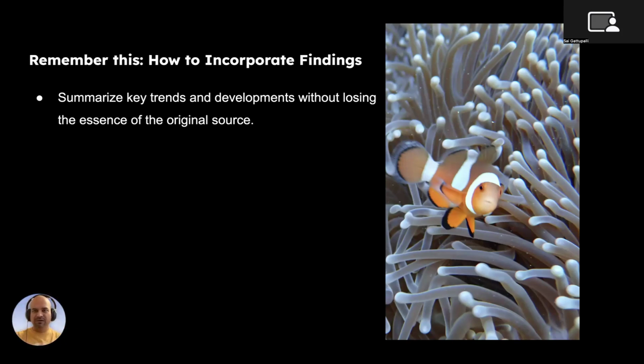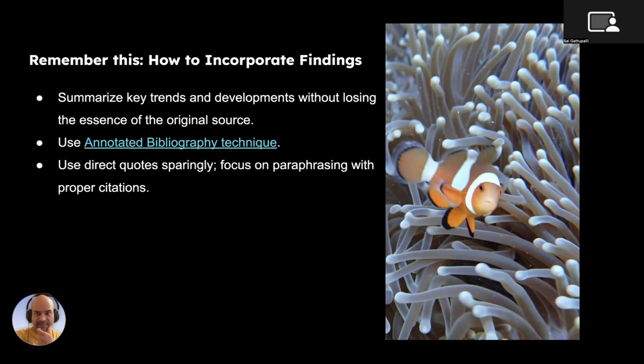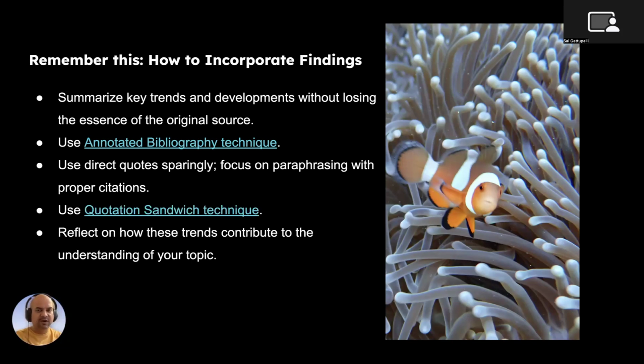So when you do find out something, all you need to do is simply summarize what you just found out by adding quotations from the quotation sandwich technique, or using the annotated bibliography technique, which you just did, right? And still doing, which is great. And you take some quotes from those results, latest trends, and you quote and you paraphrase it and then add the citations. And simply reflect on how these trends are contributing to your topic of interest.